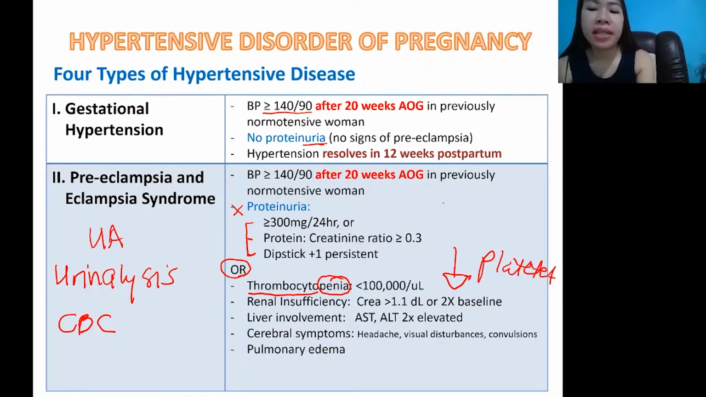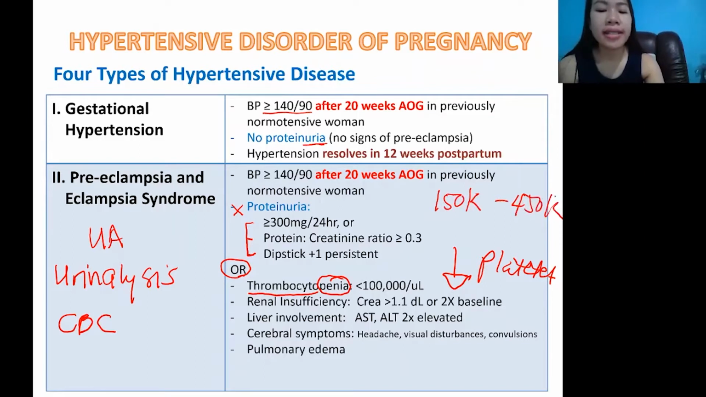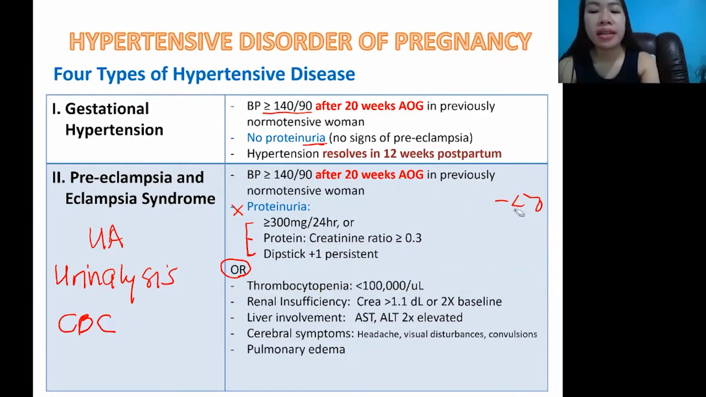Okay, now, ano ba ang normal na platelet count? Ang normal na platelet count, class, is 150,000 to 450,000. Ito, class, less than 100,000. So, ibig sabihin, we have decreased platelet or anong tawag natin doon? Thrombocytopenia. Okay, next. Kung wala naman yan, pwede rin na ang isang symptom natin ay renal insufficiency, yung ating kidneys.